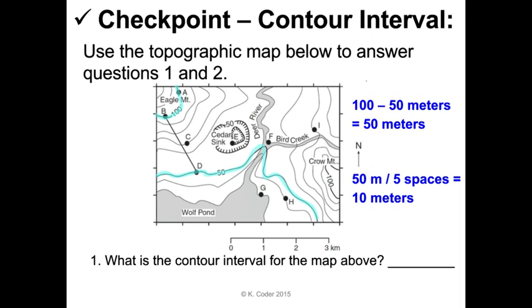We take the 50 meters, divide it by 5 spaces. That means that each line is going to be an increase or decrease of 10 meters above or below. Okay, so our contour interval is 10 meters.